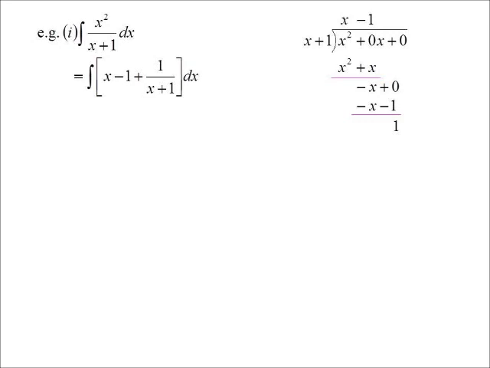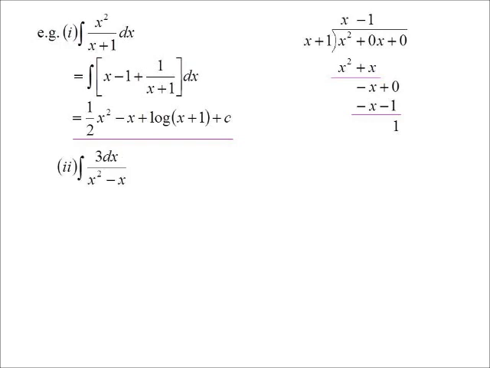Now the x and the minus 1 we can integrate quite easily, and then we just have to look at the other fraction and see what it is. And that one is a log function, isn't it? So we'll get half x squared minus x plus the log of x plus 1. Plus, of course, a constant. So never forget, polynomial division first. Look for that first. So let's now just look at integrals where we don't have that polynomial division.